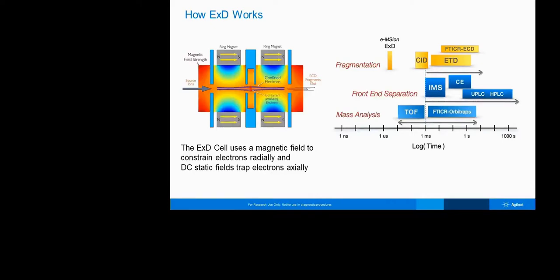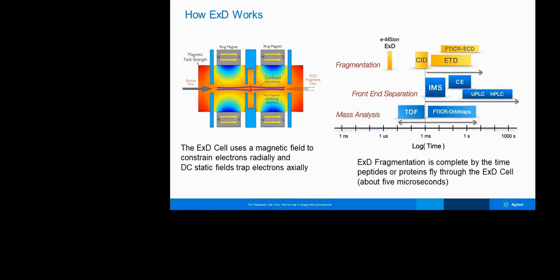How does this EXD work? Well, it uses magnetic fields to constrain your electrons radially, and it uses DC static fields to trap the electrons axially. And here we have the time scale for the EXD cell. It's typically on a microsecond time scale.